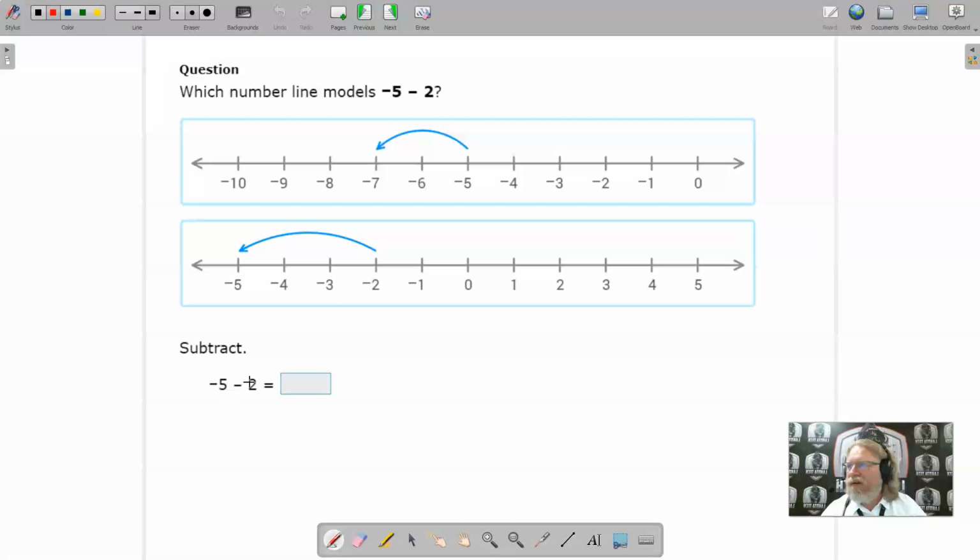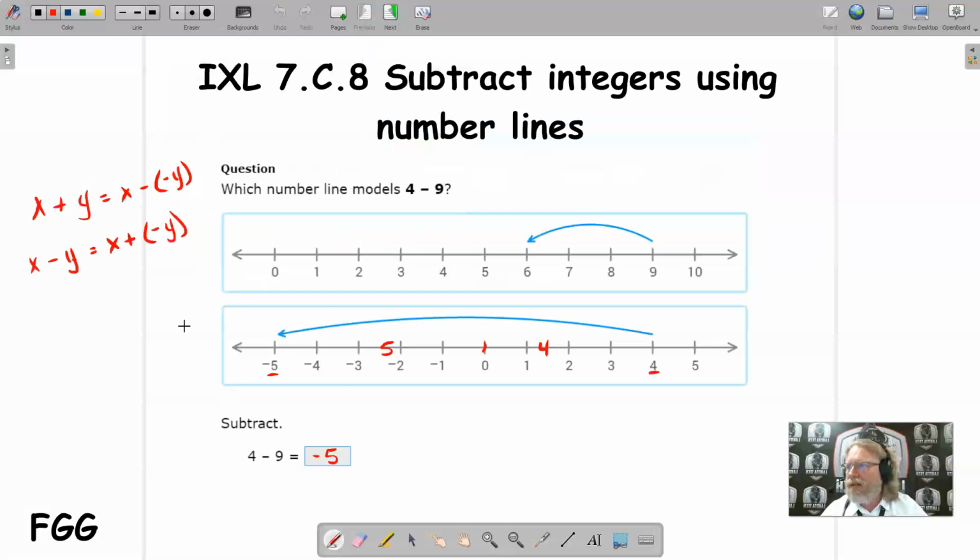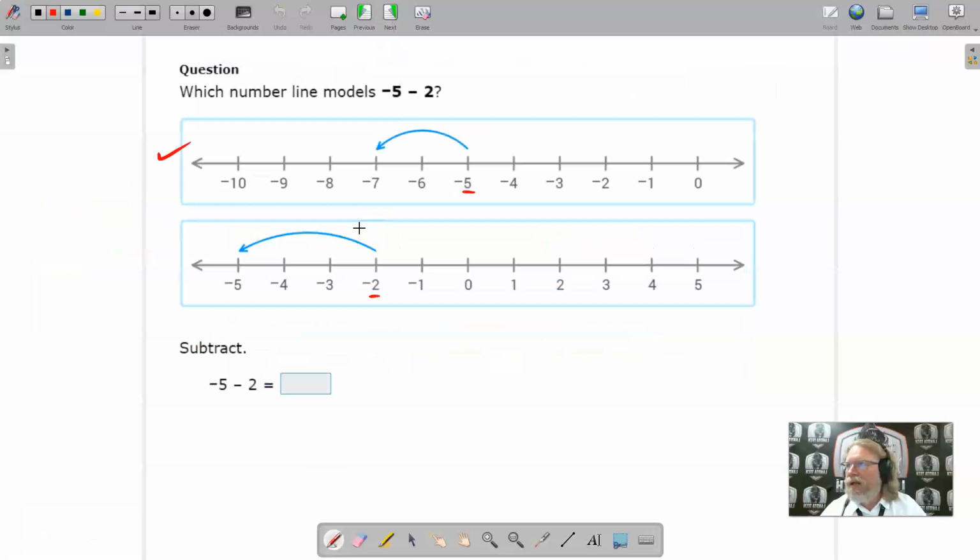Start at negative 5. Well, this one starts at negative 2, that's not even the right spot to start from, so it must be this one. Oh, and we would click that. Sorry, I needed to put a check mark. That's the number line we want to use. And then if we subtract 2, we go back and we end up at negative 7. So negative 7 is the difference between negative 5 and 2.